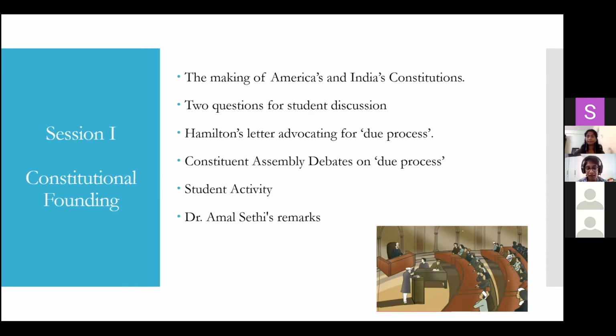Followed by that, we had Dr. Amal Sethi with us to give his remarks on the constitutional founding moments in India and the US. He felt that a point of comparison in both countries should be the fact that both constitutions have endured. And some of the points on endurance that he discussed, at least in the Indian scenario, were some of the factors he felt contributed to its endurance: first, the fact that it's very detailed.